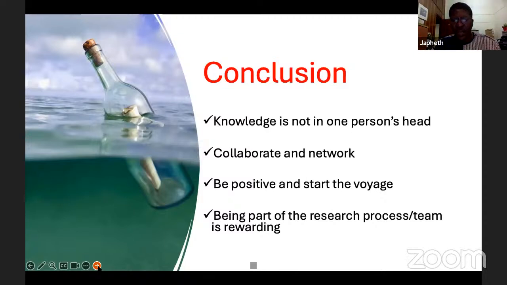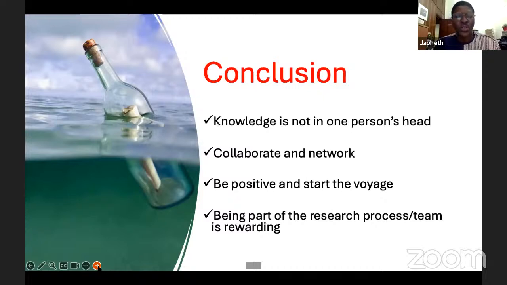So to conclude on my slides, I would want to say that knowledge is not in one person's head. And because knowledge is not in one person's head, we would always have to collaborate and network with others. In fact, these days, the big funds for research look at interdisciplinary research, where you are looking at multiple fields and the rest. So we must be able to do a lot of collaborations with people even outside our main domain research area and focus.